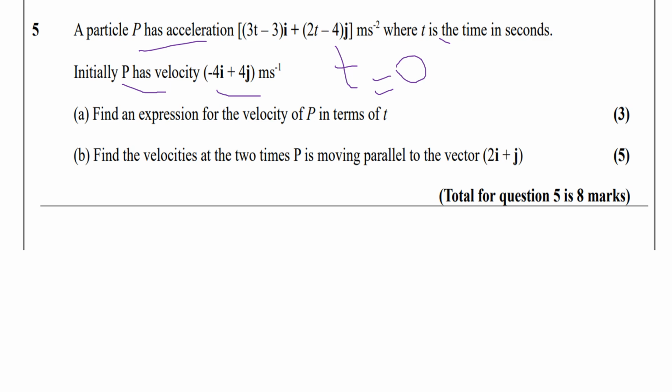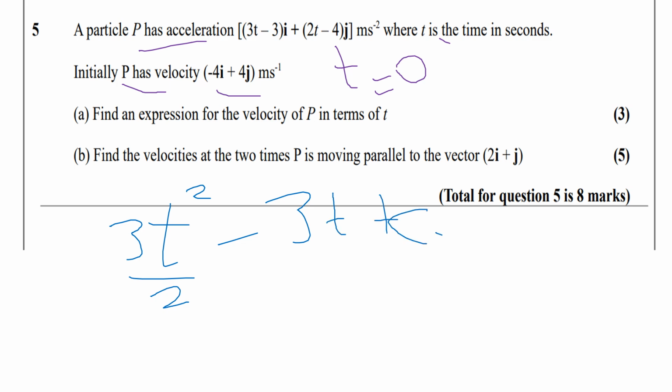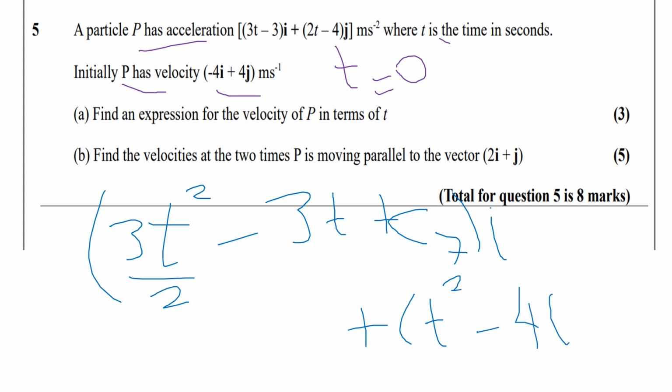So the integral of this will be 3t squared over 2, minus 3t, plus, we'll call it C7, for argument's sake, i. And then the integral of 2t goes to t squared. The integral of minus 4 goes to minus 4t, and then plus, let's say, C8, j.